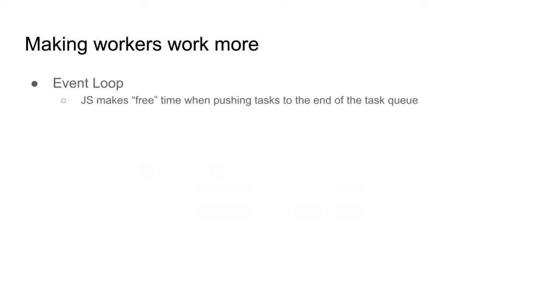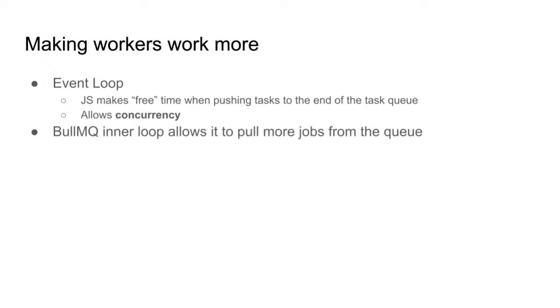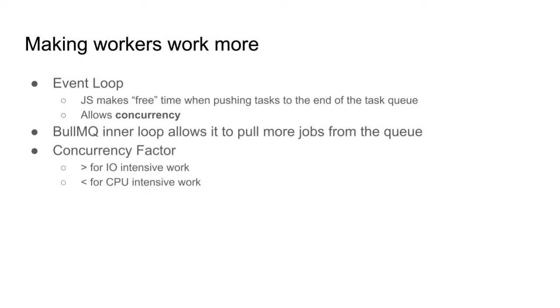Right, so the event loop is what allows concurrency, because JavaScript can make free time to push tasks to be worked on later. That's the task queue. BullMQ itself has an inner loop that will pull more jobs from the queue up to the amount that we set on the concurrency factor, that we can set higher for IO intensive work. And if we have CPU intensive work, we won't take any advantage from it being high. So that's okay to leave it as a low value then.